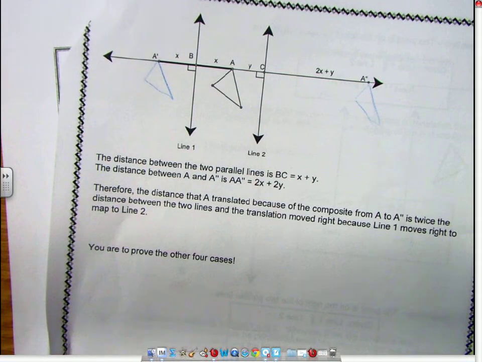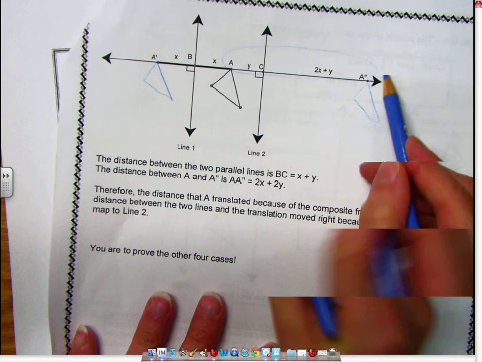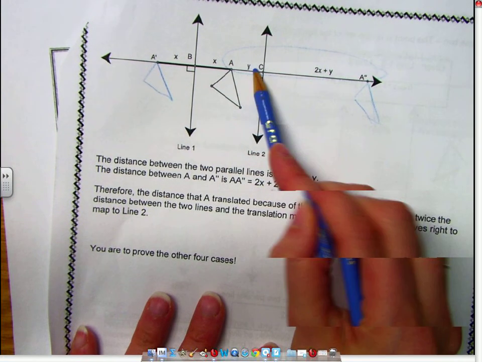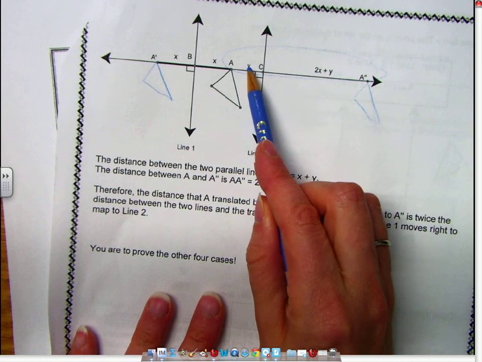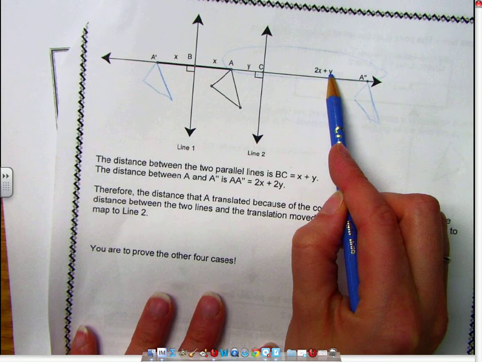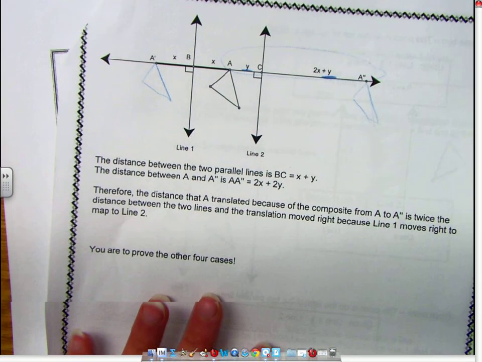So now I'm going to list the distance between A and A naught, this whole distance. How many X's do I have? 2. How many Y's do I have? Let's count them again. Here's 1. There's 2. Do you see that? That's a very common mistake to only read this one Y. Make sure you see both of them.